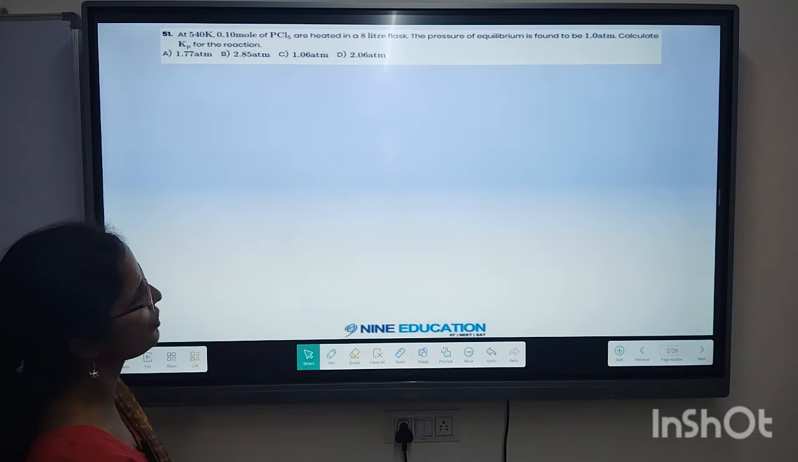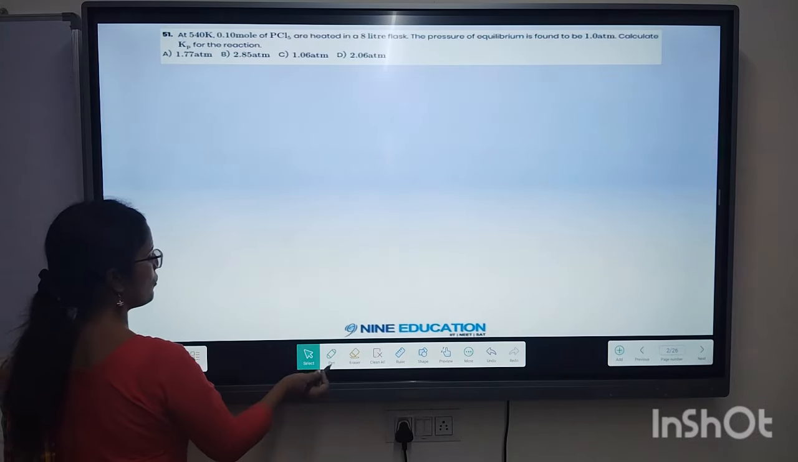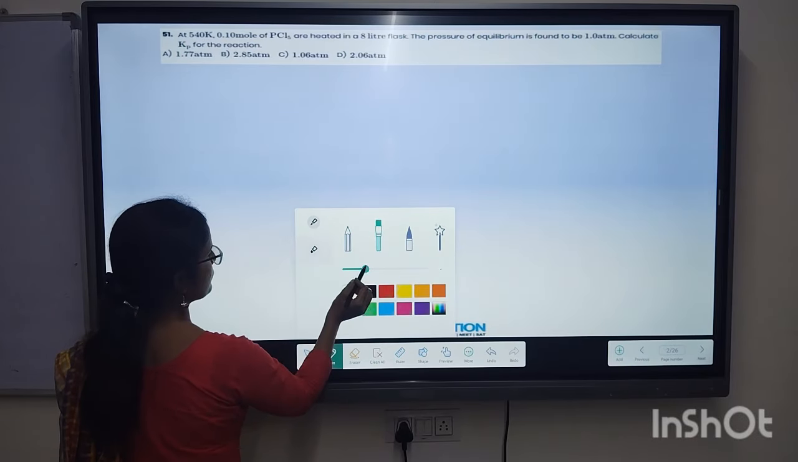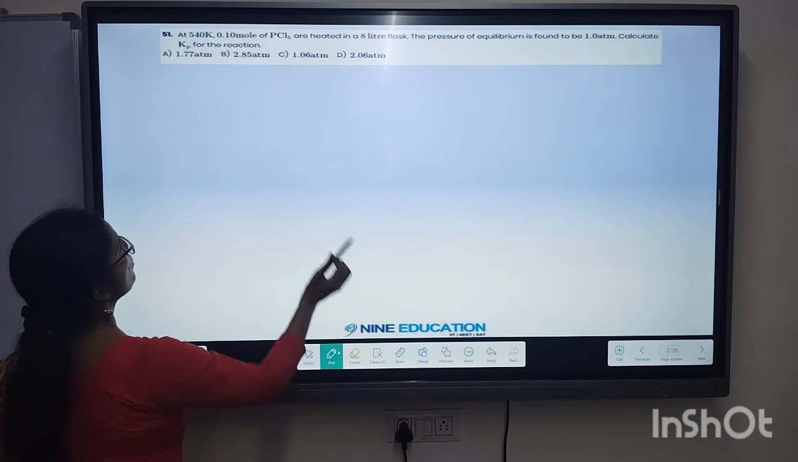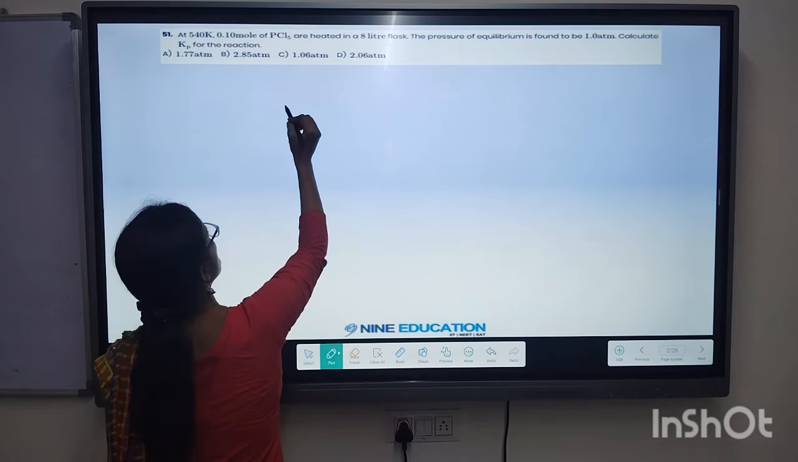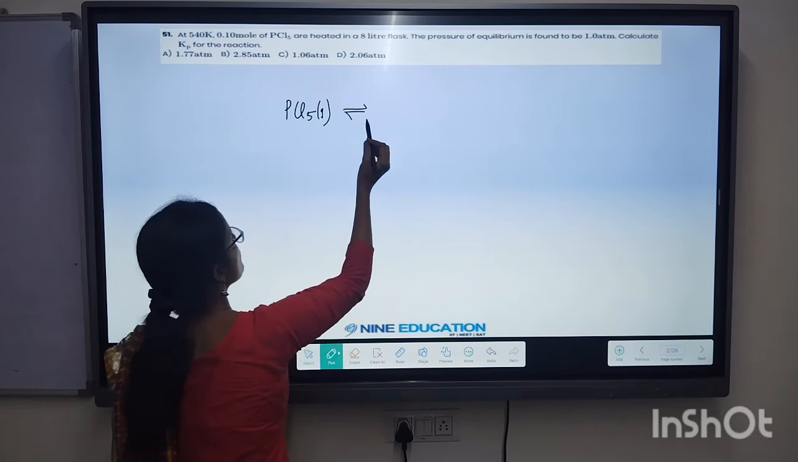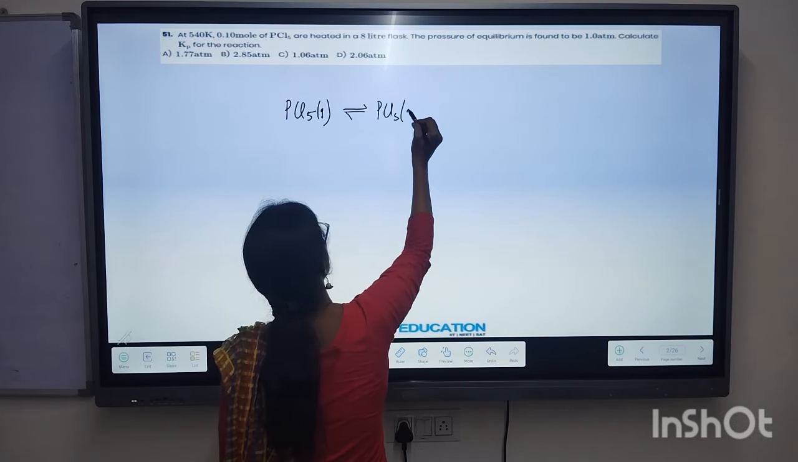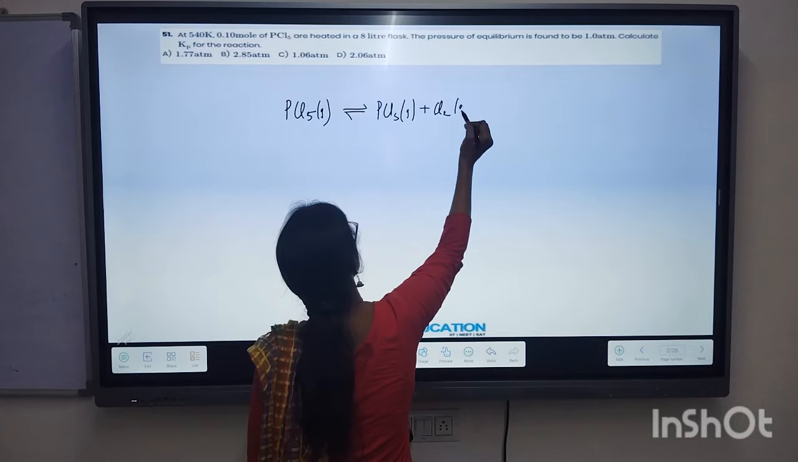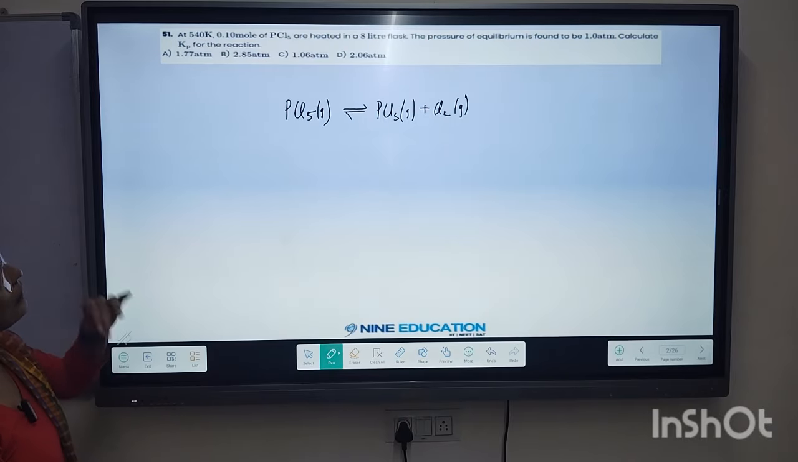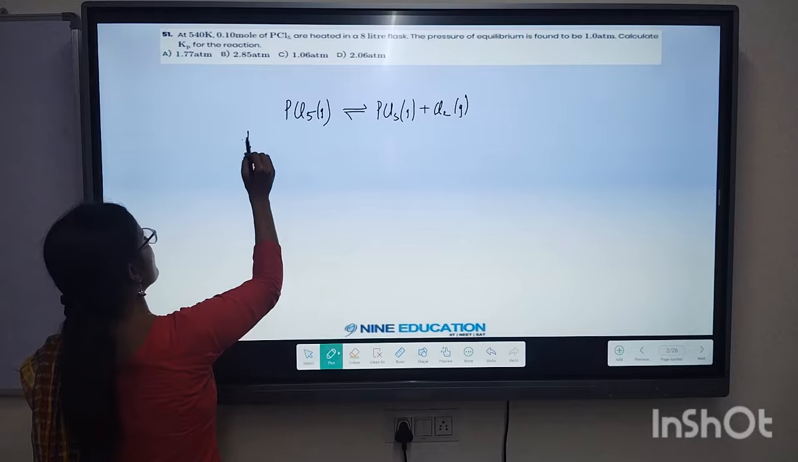For this, first of all, we'll simply write down the dissociation reaction of PCl5, which will be PCl5 gaseous giving us PCl3 gas, along with Cl2 gas. Now, if the dissociation reaction is written here, first of all we are starting with 0.1 mole. So, can I write this? T is equal to 0.